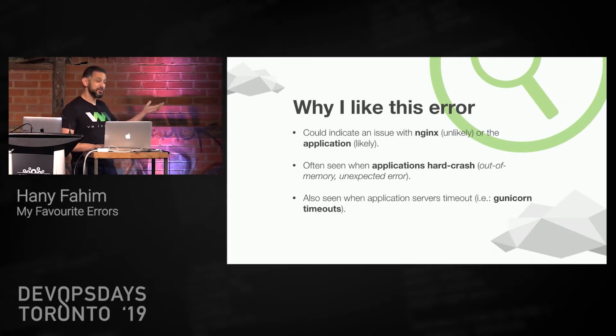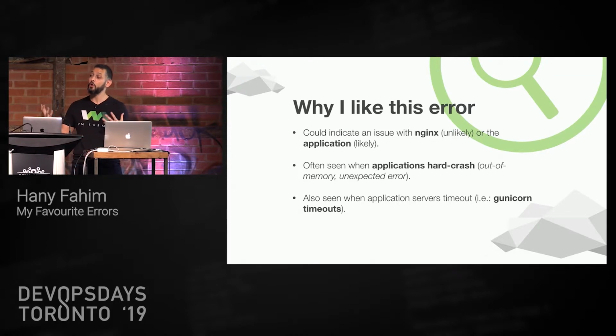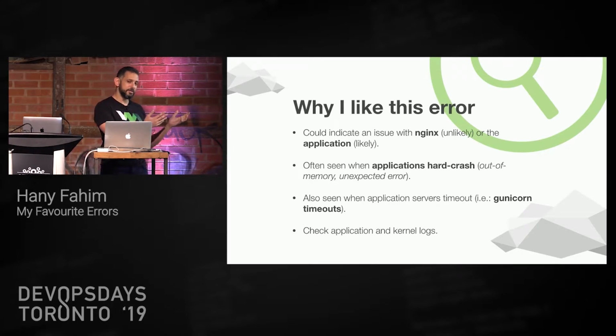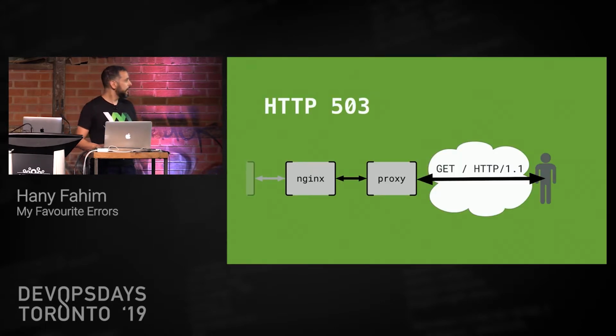I've seen this when application servers time out too, which is more likely. For example, Python-based applications, if you use gunicorn as your web server, it has its own internal timeout and will terminate any long-running requests. Basically, you just got to check the application or the kernel logs to figure out which is which. You have 503s, which are a little bit more sane.